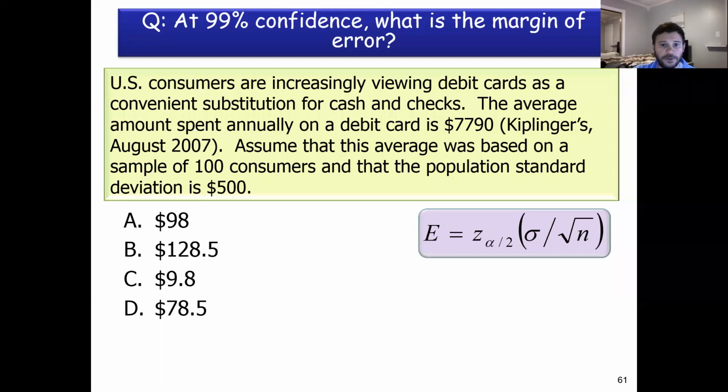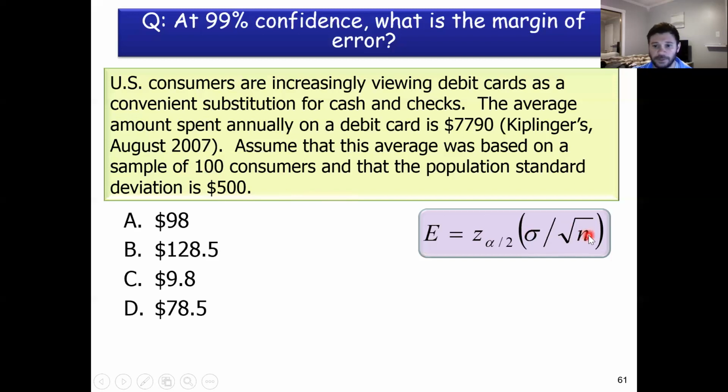And you'll notice we're given a few values here that are important. First off, we have a 99% confidence level, which we saw in the last video segment. If we look at those three commonly used confidence levels, it corresponds to a z value of 2.57. So I would plug that in. And then we're given two other pieces of important information. We have our population standard deviation of 500, which is going to go here for sigma. And we're going to plug in our sample size of 100 for n.